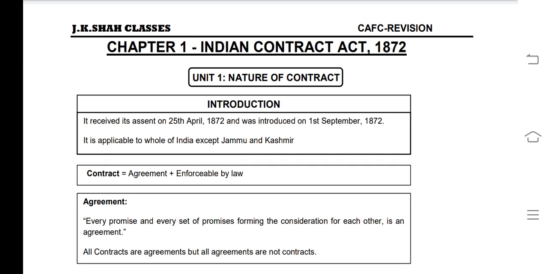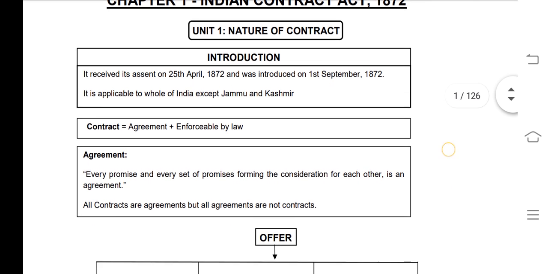Hello friends, here we have to discuss the Indian Contract Act 1872. This is a topic of Business Law, CA Foundation Paper 2, Business Law, Chapter 1, Indian Contract Act 1872. In this lecture, we will first complete Unit 1.